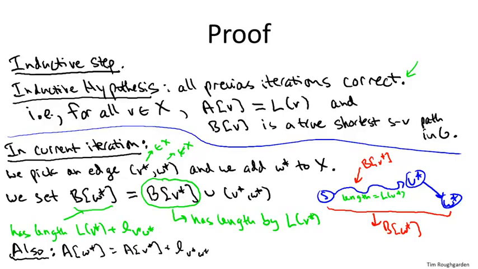So by the definition of the algorithm, what we compute for W star is just the Dijkstra greedy score, which is just the computed shortest path distance to the tail, V star, plus the length of the direct edge. By the inductive hypothesis, we've correctly computed all previous shortest path distances. V star is something we computed in the past. By the inductive hypothesis, it's correct. So this is equal to L of V star by the inductive hypothesis.